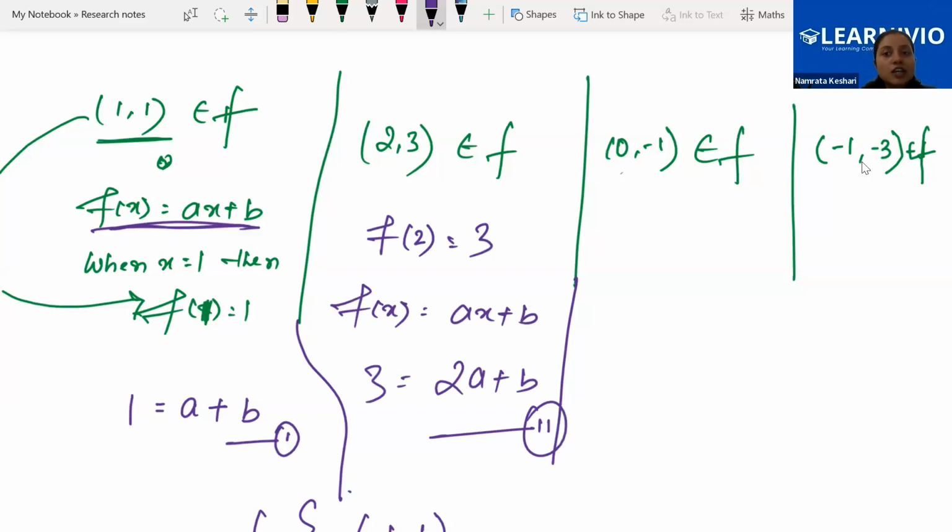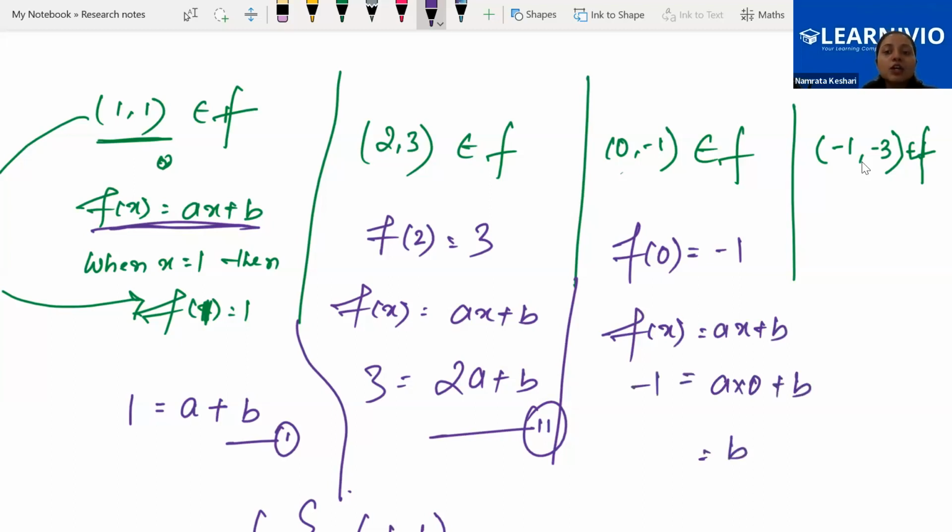Or let's check the next one also. It says that when x is 0, then the output is -1. That means here we can substitute it: f of x equals ax plus b, here x is 0, and the output is -1. So directly we got the value of b. No need to solve equation 2 and equation 1. The third ordered pair is already helping us get the value of b directly. Now this b value we can substitute in equation number 1 and we can get the a value directly.